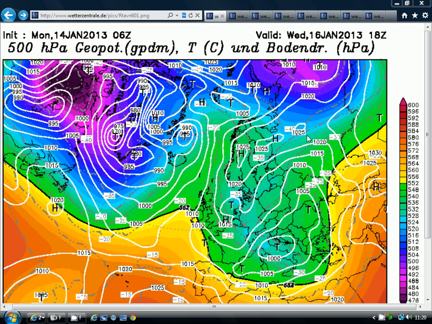So we're going to start off on Wednesday the 16th. So this is 2 days away. We've got high pressure over Scandinavia really dominating the weather, giving us an easterly flow. It's a slack flow, but it is coming in off the continent, and the continent is very, very cold.